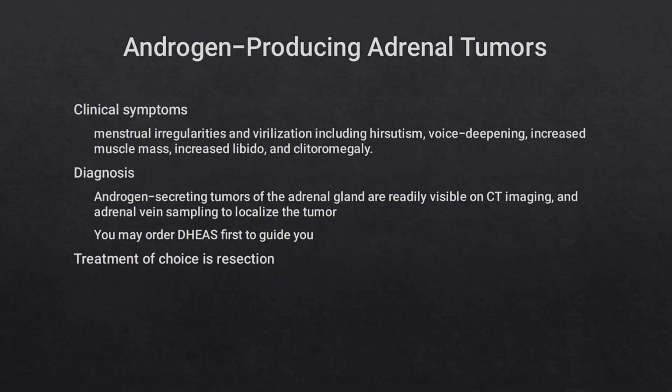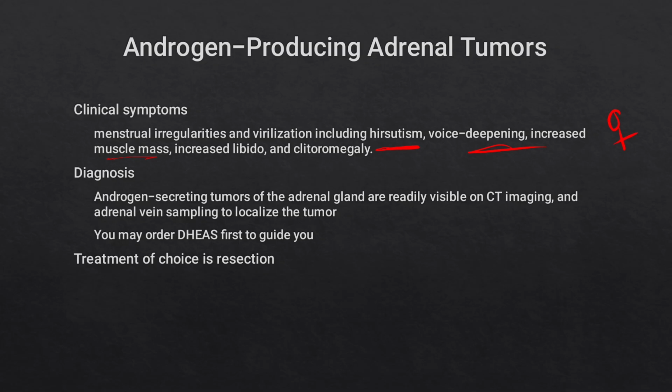The last tumor that's not common, that's the tumor of the zona reticularis secreting androgens. You will see a patient who has menstrual irregularities if she's a female, virilization like hirsutism. In male, one won't show a lot of symptoms, voice deepening and increased muscle mass, mostly in female.